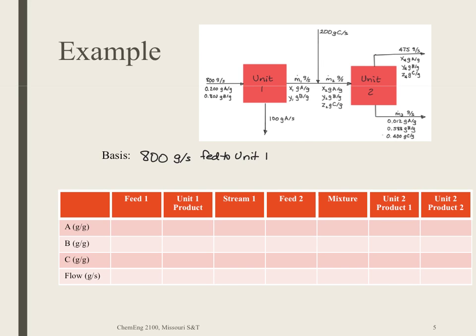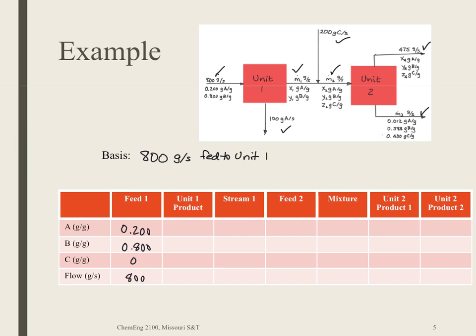So the flow streams were not named directly, so I've named them Feed 1, Unit 1 product, Stream 1, Feed 2, this is the mixture, and then Unit 2 product 1, Unit 2 product 2. So based on those, in Feed 1, I have a mixture that's 0.2 mass fraction A, 0.8 mass fraction B, and no C. This flows at 800 grams per second.